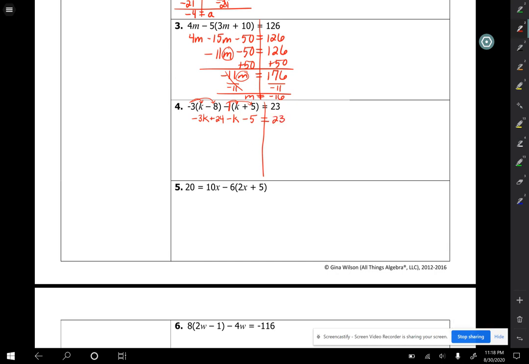Now we can combine like terms. Negative 3k minus k is negative 4k. 24 minus 5 is positive 19, equals 23. Now we can solve. Solving for this k right here, I need to subtract 19 first. Negative 4k equals 4. Still got to solve for k, so I need to divide by negative 4. K equals negative 1.